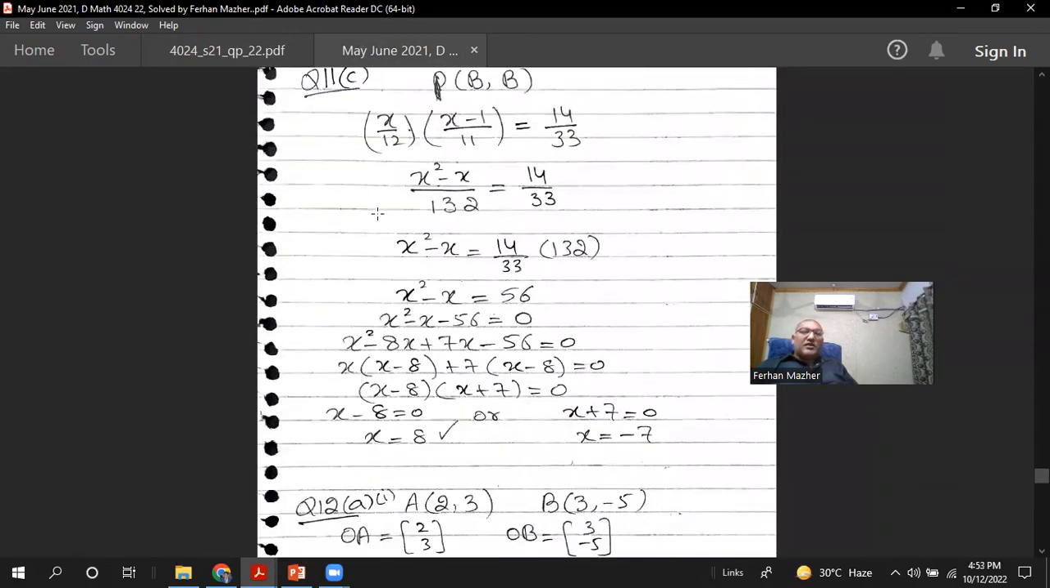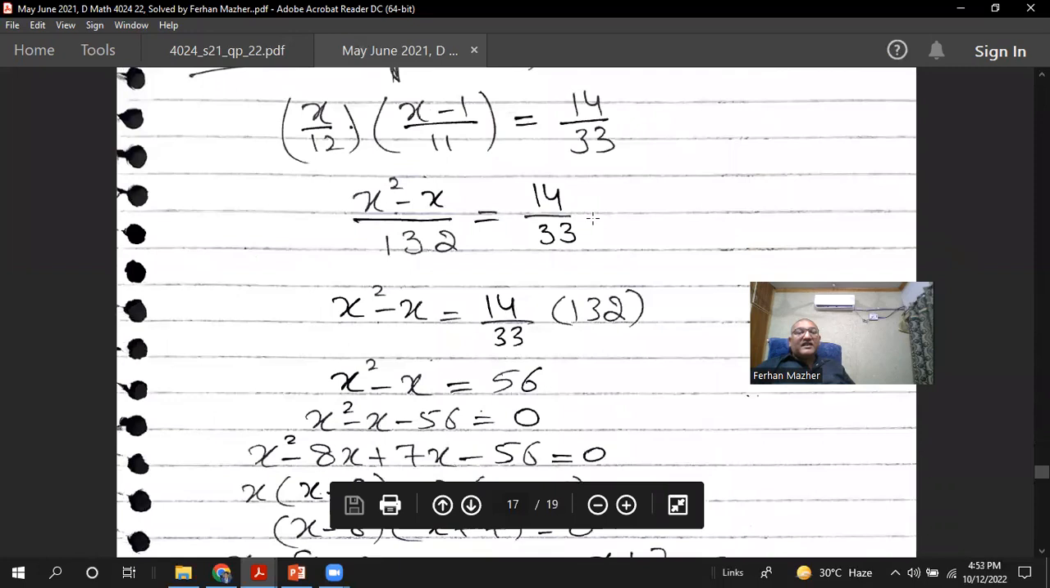Okay, so the probability of black, black: the first ball is black, that will be x by 12. And the second ball is black, that will be x minus 1 by 11. And that is equal to 14 by 33. So x squared minus x by 132 equals 14 by 33. So x squared minus x equals 14 by 33 multiplied by 132. So it will be x squared minus x equals 56.